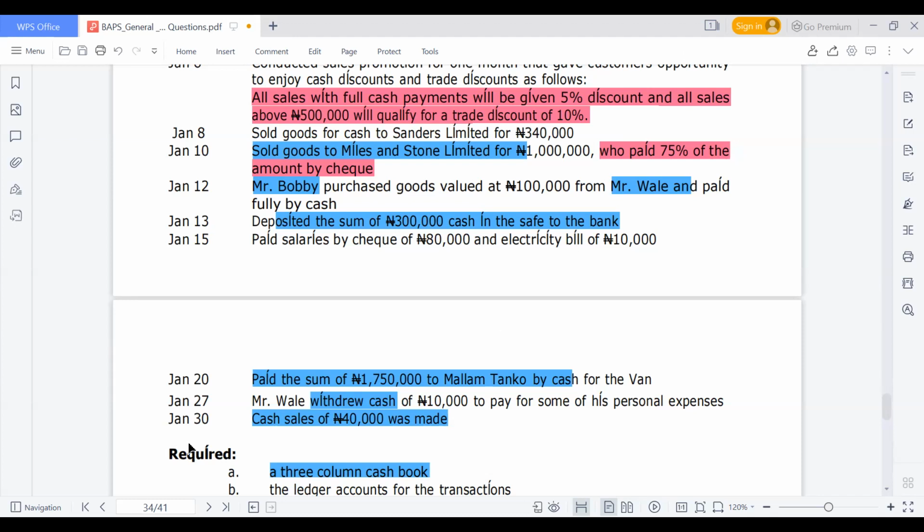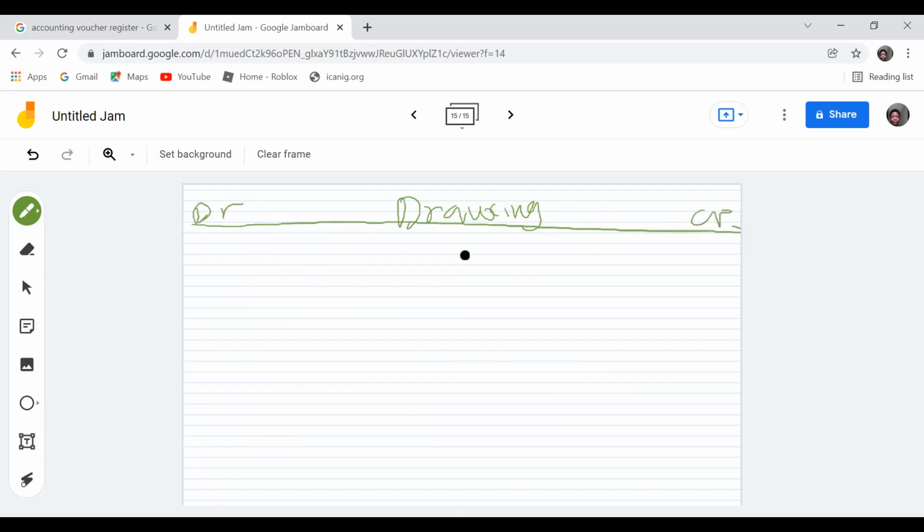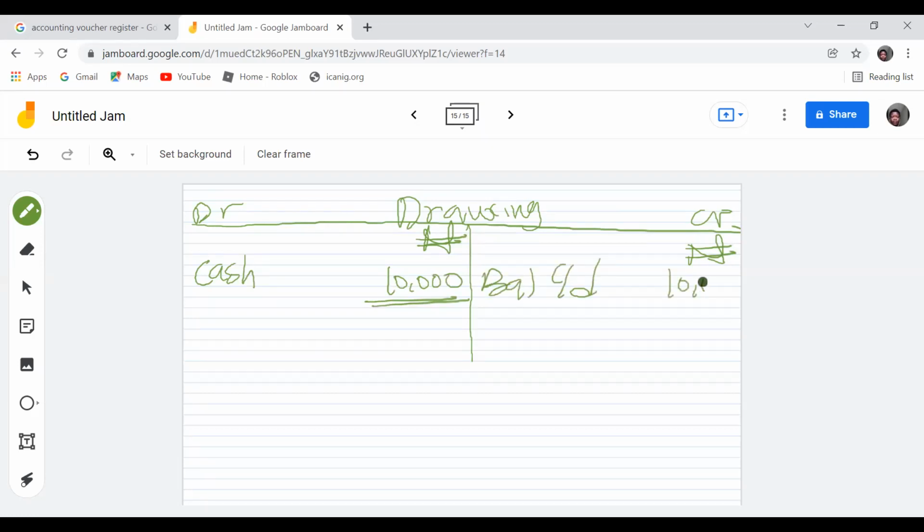Okay, let me even do this one last, 27. Withdrawing for personal use. Mr. Wiley withdrew cash of 10,000 naira for personal use. That's the word drawing. So just say drawing. And drawing is an expense. You withdrew cash of 10,000. Then you bring it down as well: balance brought down of 10,000. So that is that.